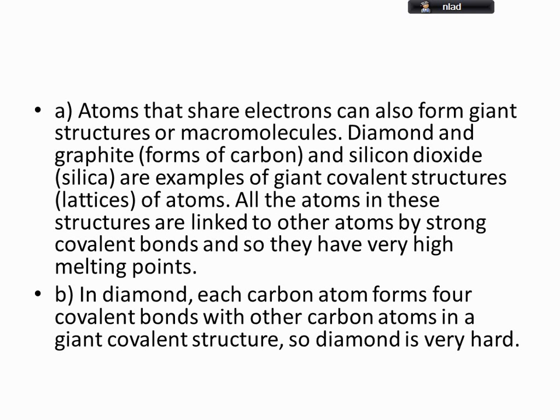Atoms that share electrons can also form giant structures or macromolecules. So we're talking about giant covalent compounds here, and there are three main ones that you need to know about: diamond, graphite, both of those are made from carbon, and silicon dioxide are the three main examples.